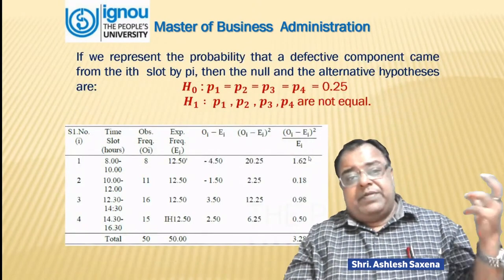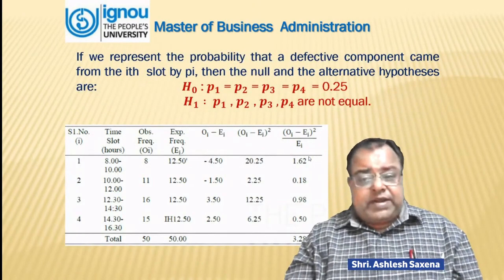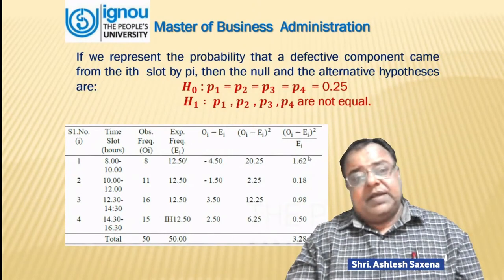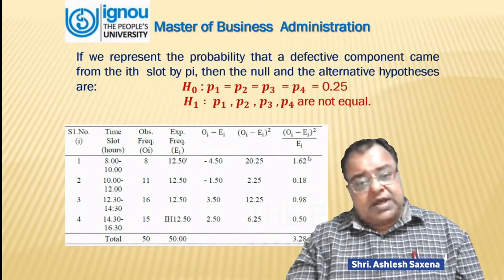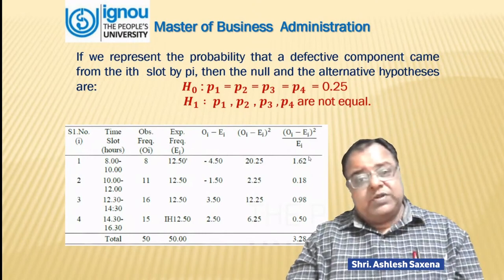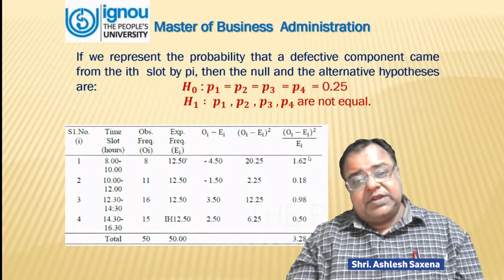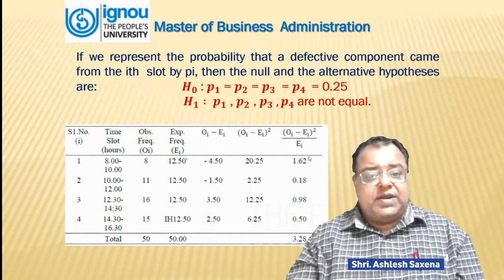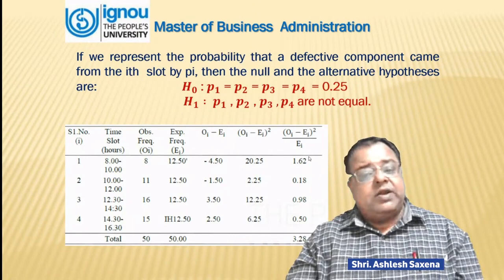Now, if we represent the probability that the defective component comes from the ith slot by pi, then the null and the alternative hypotheses are H0: p1 is equal to p2 is equal to p3 is equal to p4, which is 0.25, and the alternative H1: p1, p2, p3, p4 are not all equal.